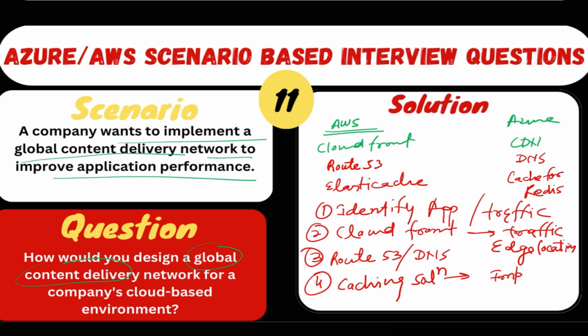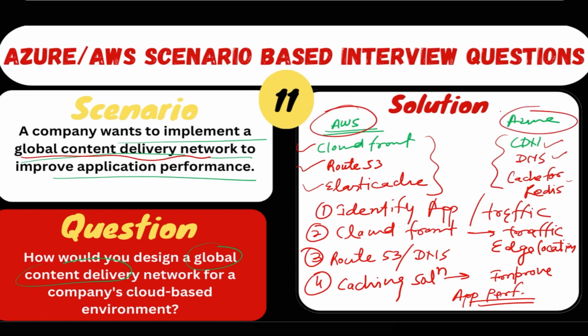So the services which we need to remember to implement a global content delivery network solution are: AWS CloudFront service, AWS Route 53 service, and AWS ElastiCache service. For Azure, Azure Content Delivery Network service, Azure DNS service, and Azure Cache for Redis service.